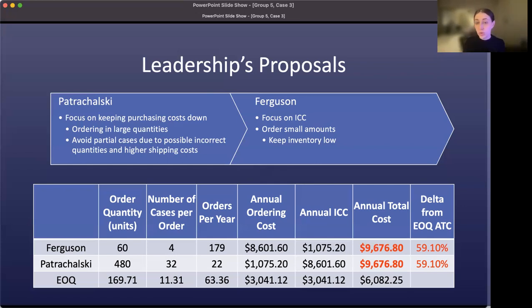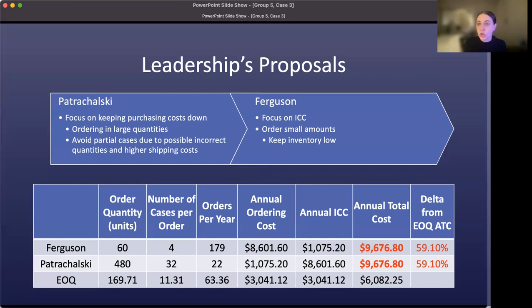Alternately, Petralski's focus of keeping those purchasing costs down by ordering larger quantities, he's suggesting 32 cases at a time, resulting in 22 orders a year, massively reducing the annual ordering cost from Ferguson's down from $8,600 to $1,075. However, this is causing the cost to carry inventory to skyrocket, rising to $8,600, resulting ultimately in the exact same annual total cost of $9,676.80. Since there's no difference in the total cost per proposal, we definitely need to consider what the optimal order quantity is to avoid stockouts and keep inventory and costs as low as possible and satisfy all our goals here.